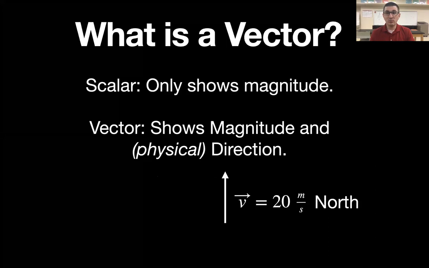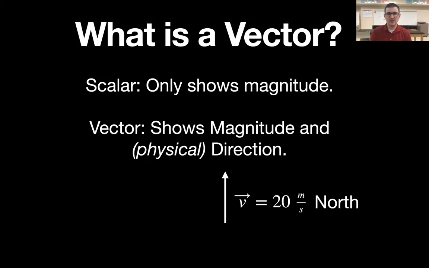To talk about what is a vector, we'll first talk about what is not a vector. A scalar is not a vector. Scalars show only magnitude, like the number of marbles or the amount in my bank account. And then a vector shows the magnitude and the direction. When we talk about direction, we mean a physical direction, like northeast, southwest, up, down, left, right.